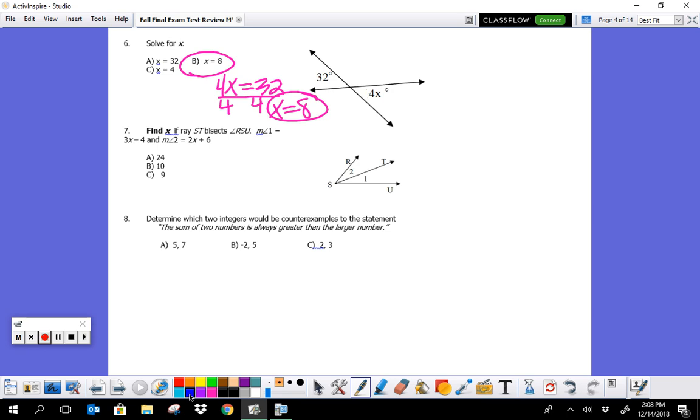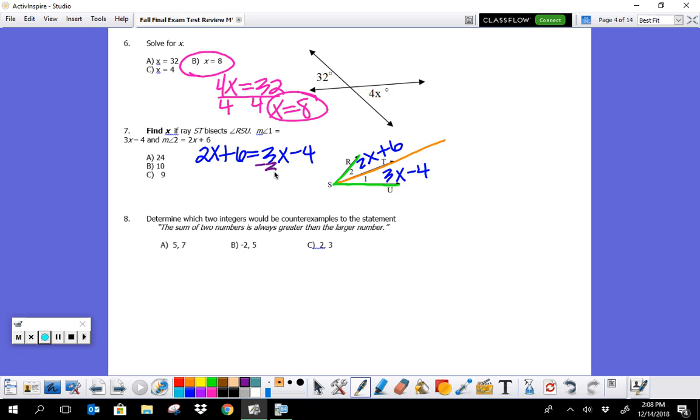Number 7, find x if ray ST bisects angle RSU. And it says the measure of angle 1 is 3x minus 4, and the measure of angle 2 is 2x plus 6. Okay, so it's saying that ST is bisecting RSU. So RSU is getting cut in half. So I'm going to take those two angles and set them equal. So I'm going to have 2x plus 6 equals 3x minus 4.